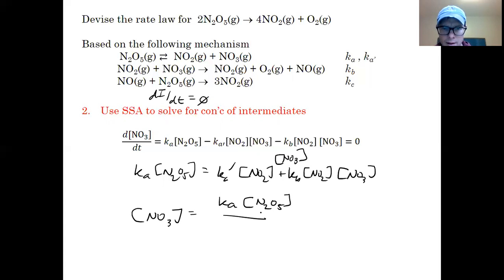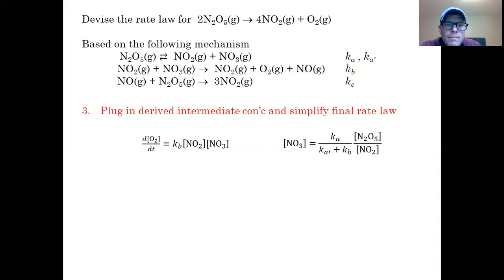If I do that, I will get something that looks like this: NO3 equals Ka N2O5 divided by Ka prime plus Kb, times NO2. That's my concentration of intermediate. Step three is to plug in the derived intermediate concentration and simplify to a final rate law. This was my original rate law. Here's my concentration of intermediate.